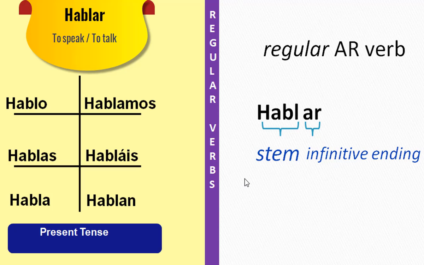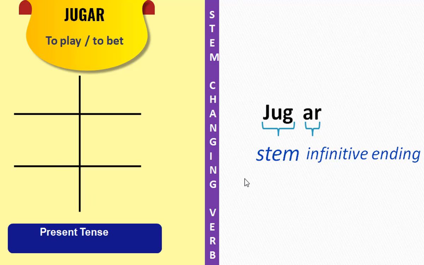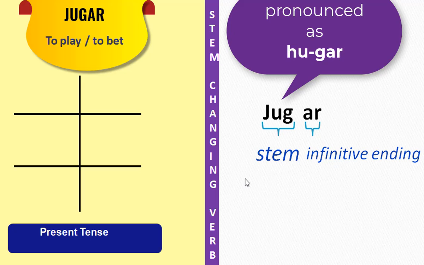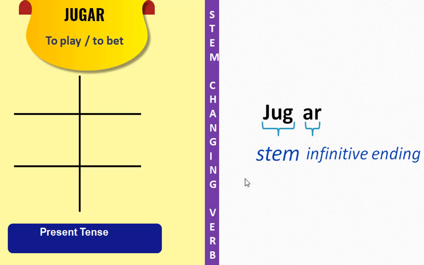Now, what's the difference over here in a stem changing verb? So let's take the example, jugar. Jugar means to play or to bet. Whenever you want to talk about games, matches, sports, or to bet or gamble, this is the verb that you'll use, jugar. And it's not a regular verb. It is a stem changing verb.